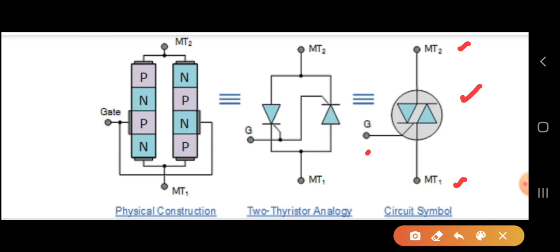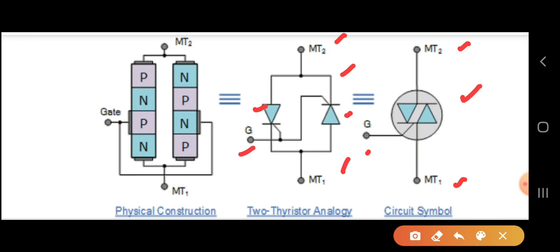If you want to look at this symbol in the form of the 2 transistor analogy, it looks like this. Here you can say there is one SCR here and another SCR here, oppositely connected, and the gate terminals of these two SCRs are commonly taken and connected to a single gate. The anode 1 and anode 2 of the SCRs, which we saw in the single SCR operation, are combined here to make MT2 and MT1. This is called the 2 transistor analogy symbol.